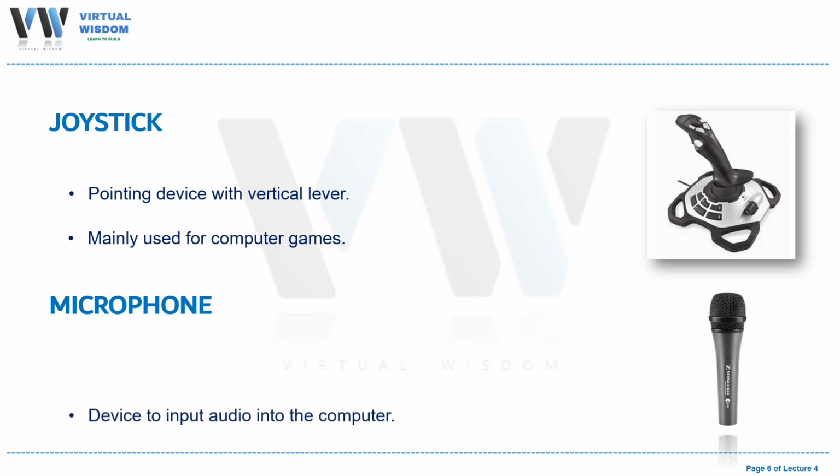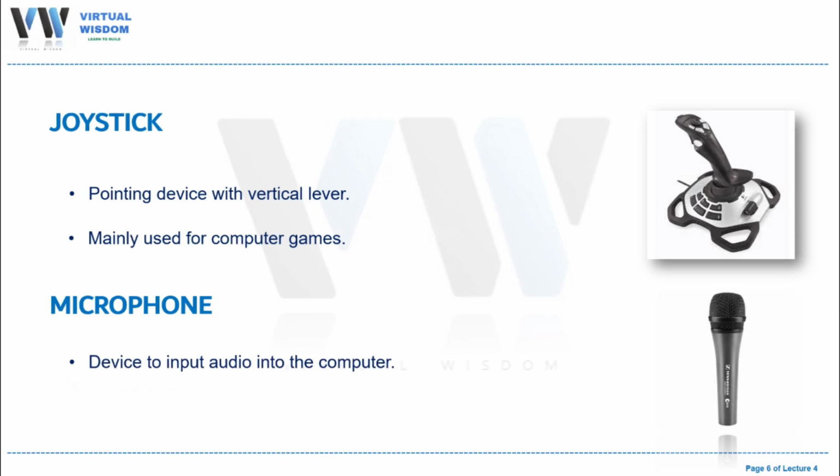Microphone is another input device, which allows the user to interact with the computer using vocals. It is used to input audio into the computer. This device changes audio signals into electrical signals, which are translated to digital form by the sound card. Microphone plays an important role in communication between people using computers, especially in video and voice calls.